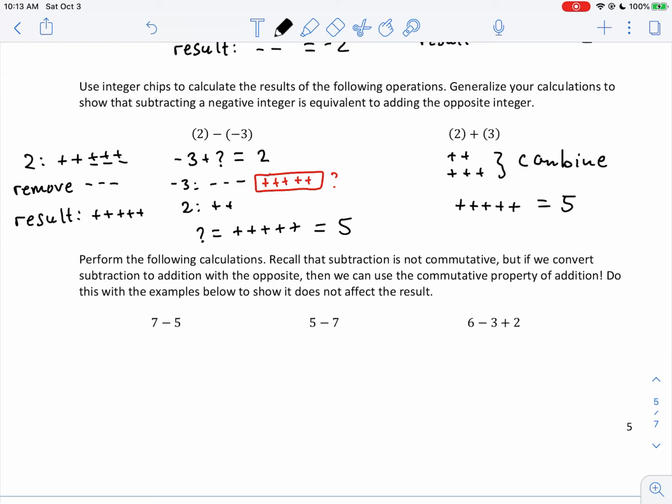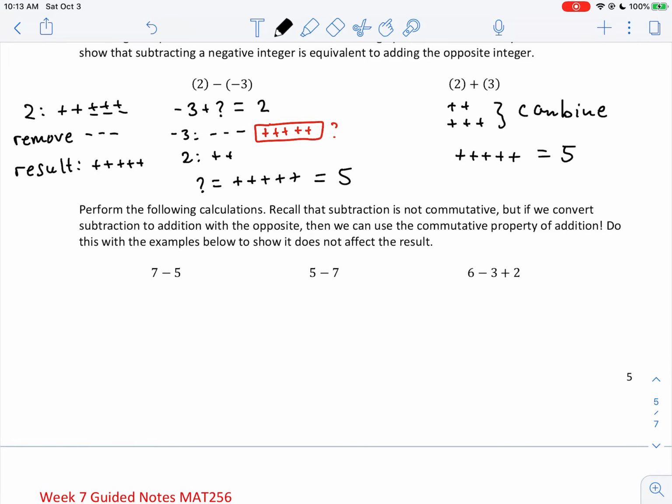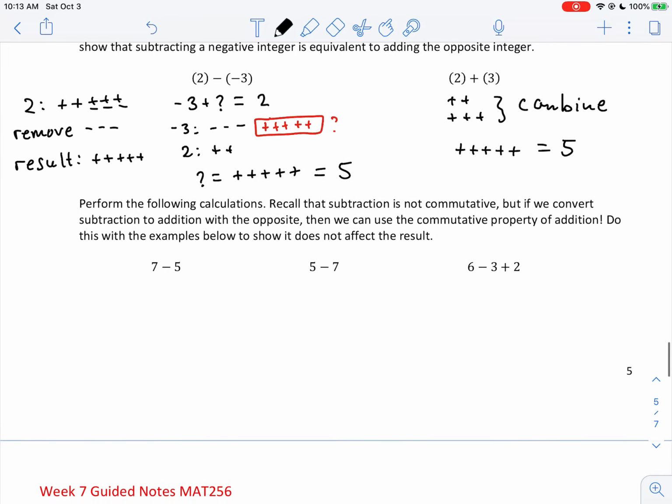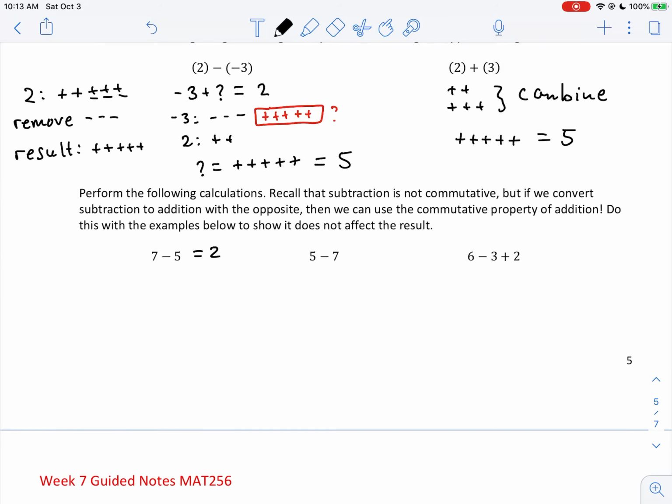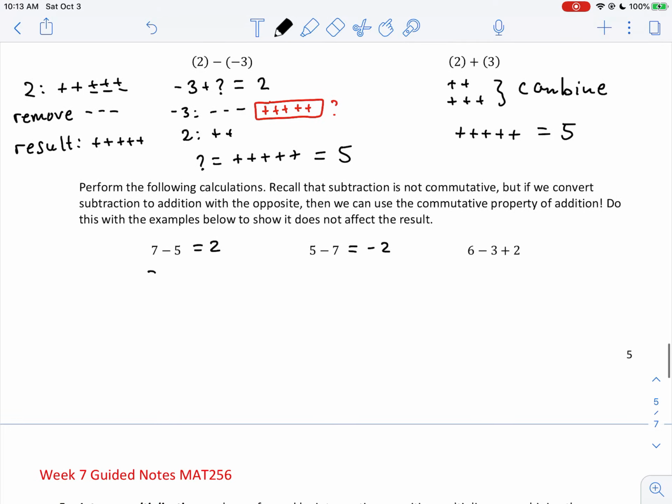Perform the following calculations. Recall that subtraction is not commutative, but if we convert subtraction to addition with the opposite, then we can use the commutative property of addition. We're not going to bother with the chips here, but 7 minus 5 is 2, and 5 minus 7 is negative 2. So we can see here that subtraction is not commutative.